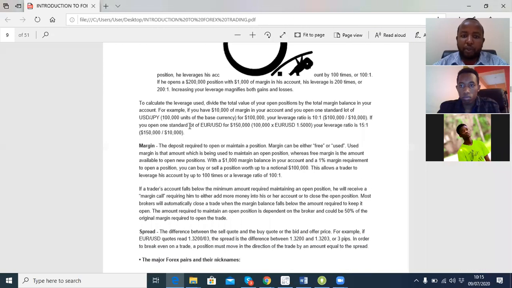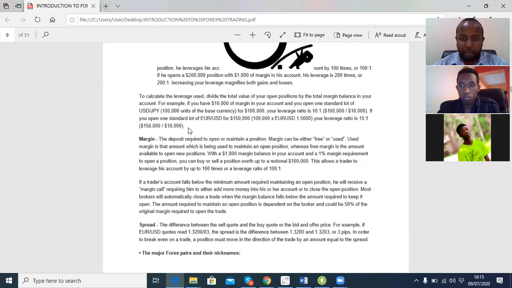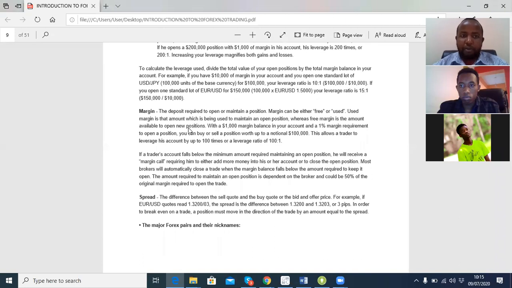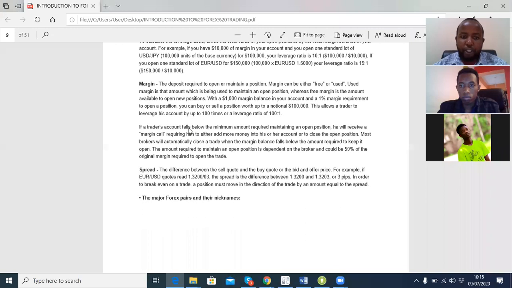To calculate the leverage, divide the total value of your open positions by the total margin balance in your account. For example, if you have $10,000 of margin in your account and you open one standard lot, say for example of USD and 100,000 units of the base currency, for 100,000, your leverage is 10:1. So if you open one standard lot of EUR/USD at 1.50, that is 100,000 times 1.500, which is 150,000, your leverage will be 15:1. So anyway, I'll explain later practically. Let me first go through the theory of what is margin.